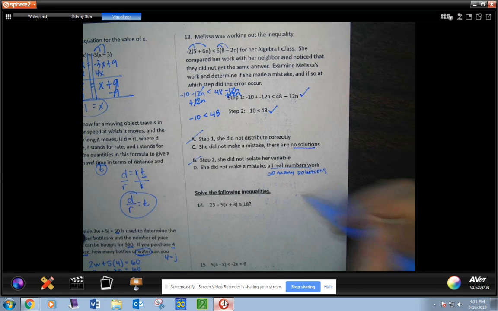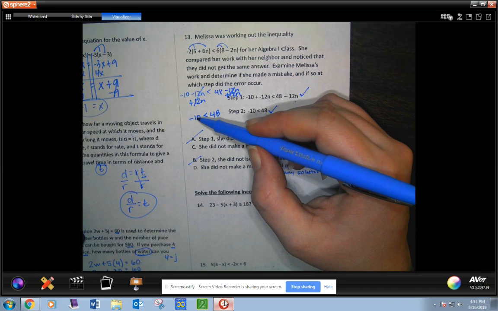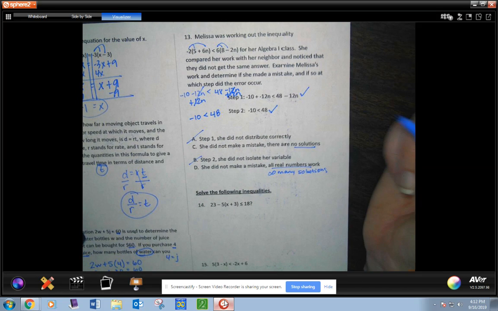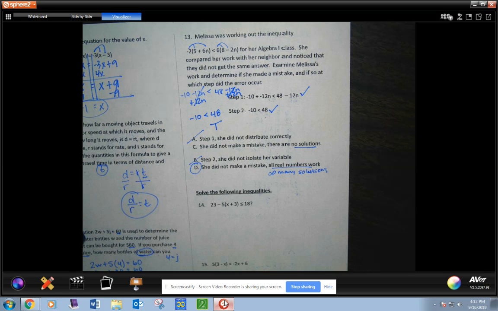Okay, if it's infinitely many solutions, it would be true. If it's no solutions, it would be false. Negative 10 less than 48. Well, negative 10 is less than 48. So this is a true statement. So my answer is D, infinitely many solutions.